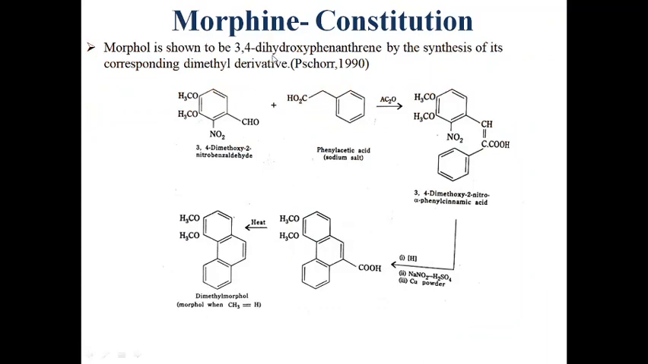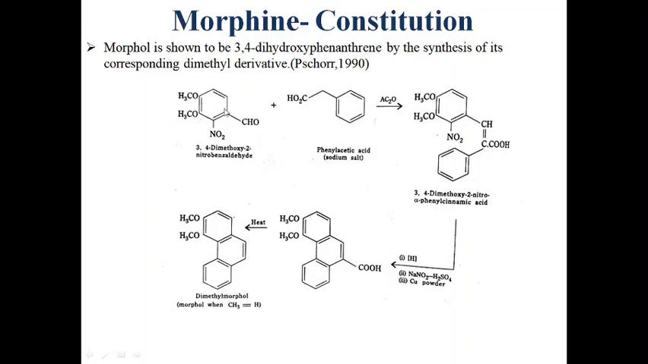Morphol is shown to be 3,4-dihydroxyphenanthrene by the usual method of determination of structure. Morphol was found to be 3,4-dihydroxyphenanthrene. Here is the synthesis of the corresponding dimethyl derivative, that means dimethoxy morphol. Sorry, it is dimethyl morphol.